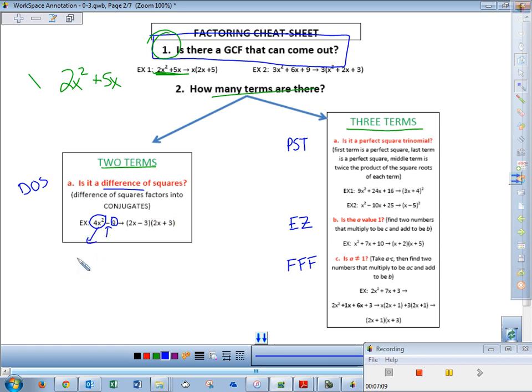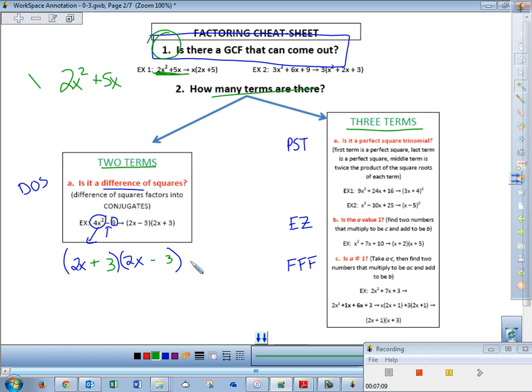You just take the square root of 4x squared, which is 2x. Sorry, set it up with 2 parentheses. 2x leads off in both parentheses. You take the square root of 9, which is 3, and in one set of parentheses you have a plus, and in the other set of parentheses you have a minus. That's nice that I have that typed out for you already, so you don't have to write it.